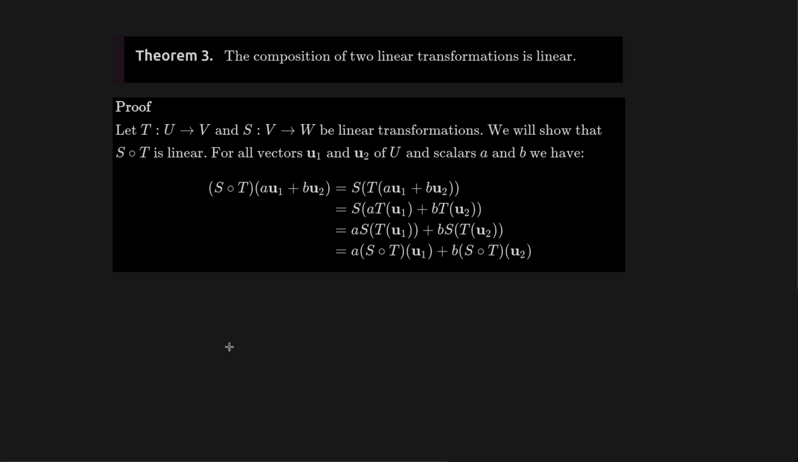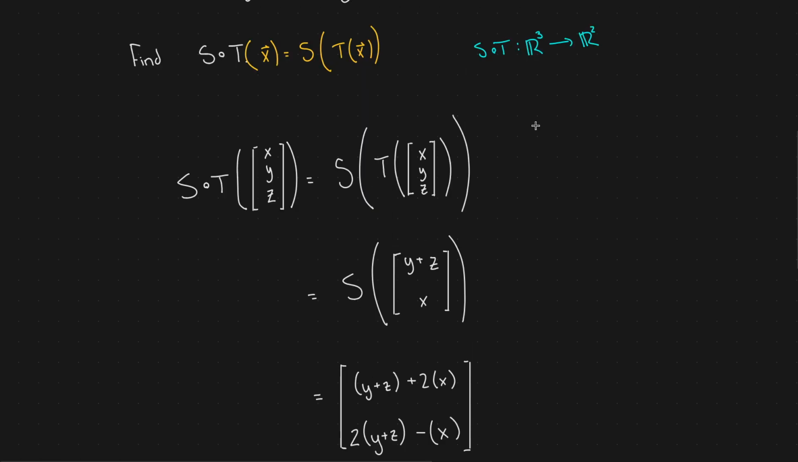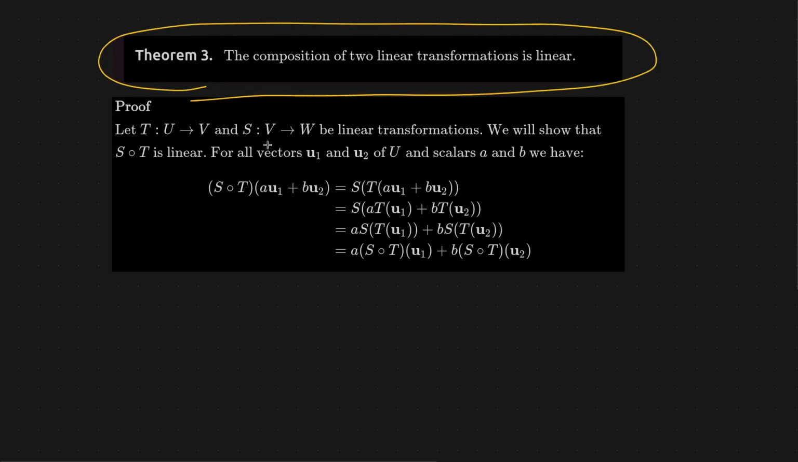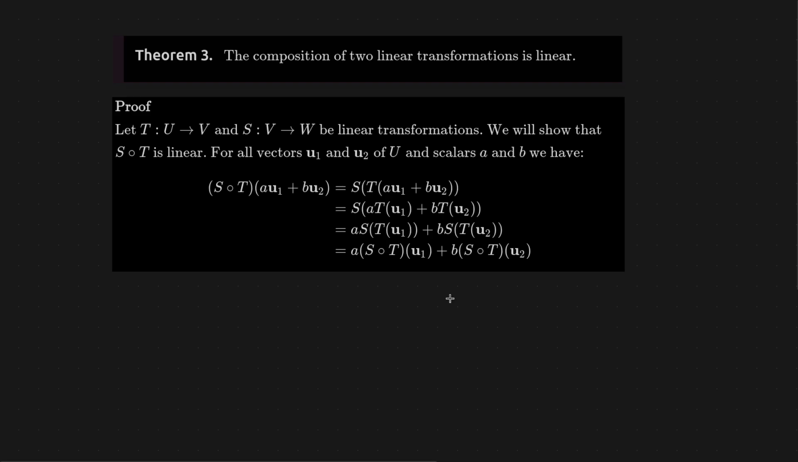And we have the following theorem about composition of transformations. The composition of two linear transformations is also linear. So that would certainly be the case in this previous example. We have two linear transformations. S is a linear transformation. T is a linear transformation. The problem tells us that. And so therefore, the composition of S and T is also a linear transformation by this theorem. If we compose two linear transformations, the resulting transformation is also linear.